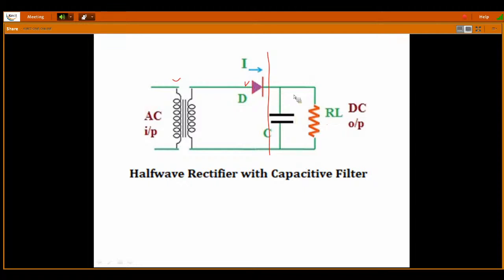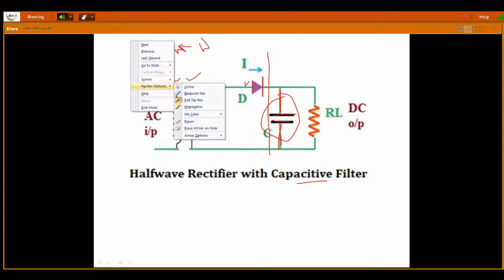Previously we were directly taking the load resistance here, but if you add the capacitor in parallel to the load resistance, this is with a capacitor filter. This is a half wave rectifier circuit diagram with a capacitor filter. If there is no filter here, this diagram is simply a half wave rectifier, HWR. Now, what is the diagram with the filter? With the filter means with the capacitor filter. The capacitor must be connected across the two terminals of the output of the rectifier. I hope this diagram is clear.